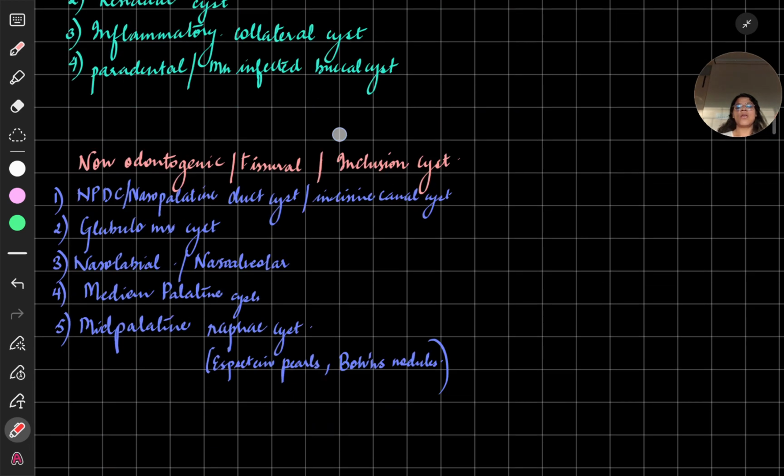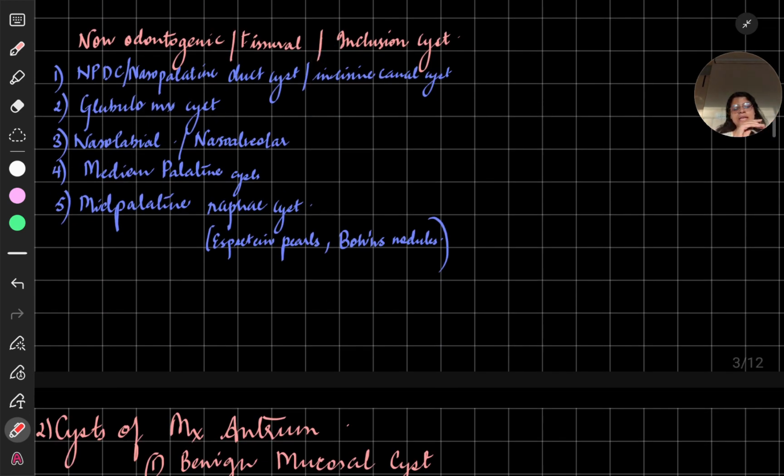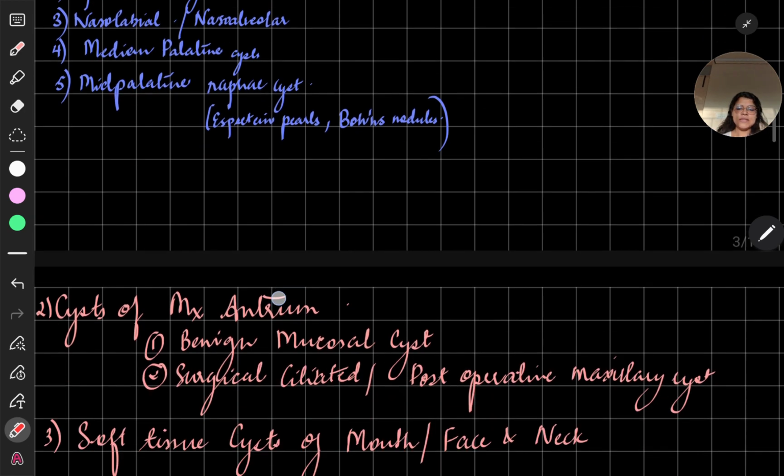RRIP for inflammatory. Now non-odontogenic, or fissural or inclusion cysts, you have the nasopalatine duct cyst, globulomaxillary cyst, nasolabial or nasoalveolar cyst, and mid-palatine cyst or mid-palatine raphe cyst. This is easy to remember. Just remember the nasopalatine, globulomaxillary, nasolabial, mid-palatine and mid-palatine raphe. Most of them are naso and palatine, so it's very easy to remember these cysts.